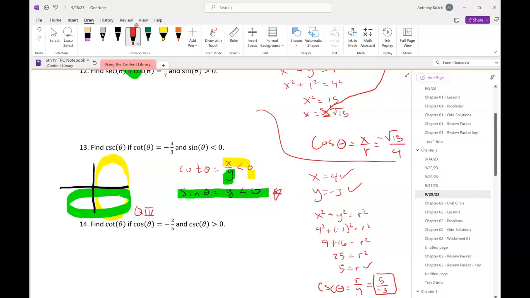Yes, because r is representing a distance. Yeah, r is the distance from the point to the origin, right? That's always a distance. It's always going to be positive. X and y are coordinates. Coordinates can be positive or negative. The distance, though, always a positive.